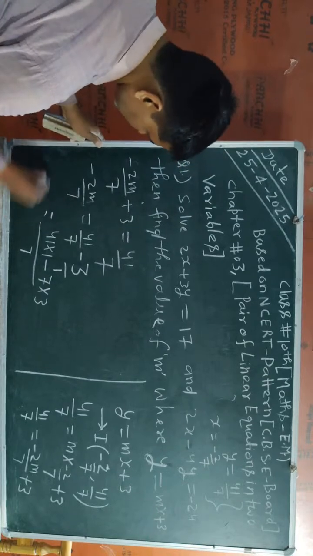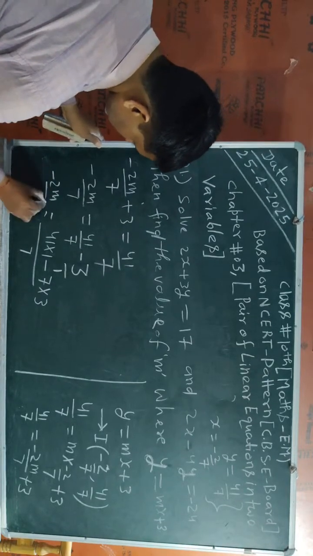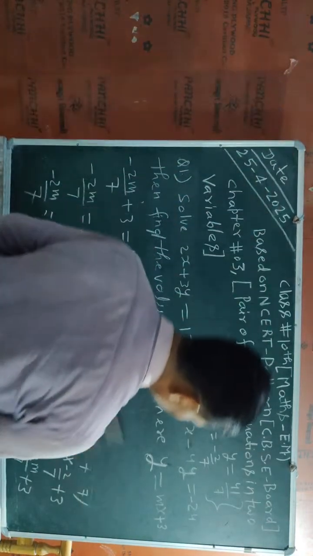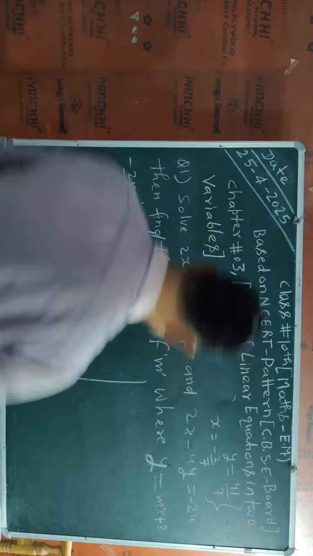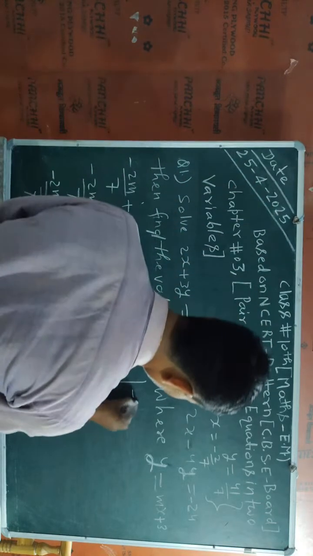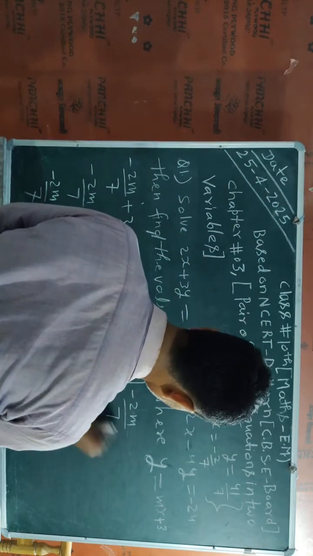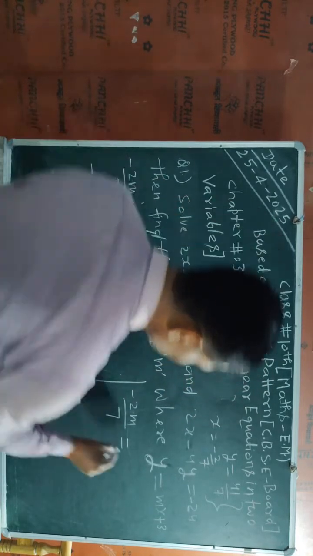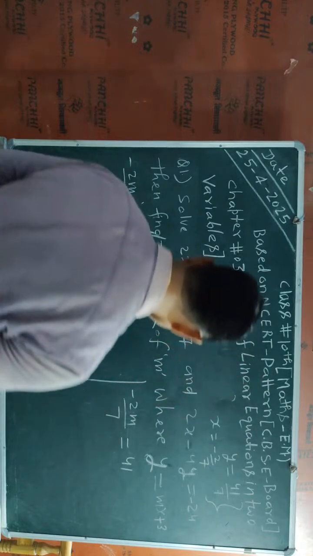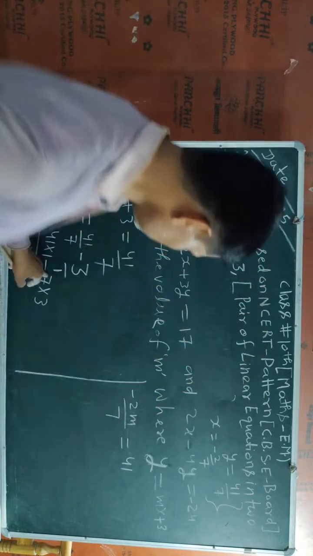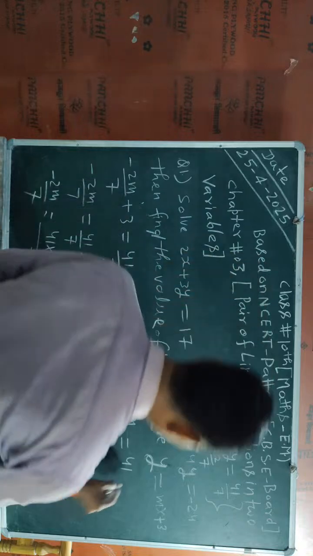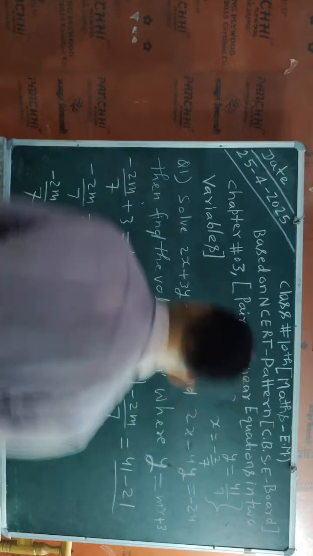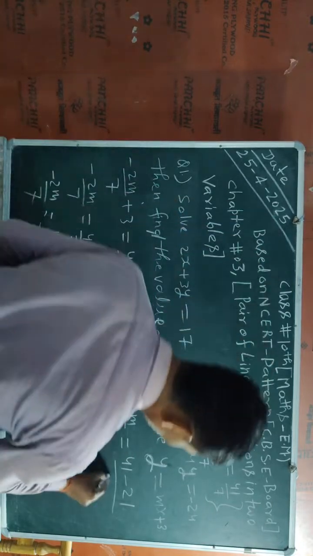And in the left hand side, minus 2m divided by 7 can be available. Okay, students, further I am going to solve. So here I am putting minus 2m divided by 7, which is equal to 41 into 1, that is equal to 41. Okay, student, 7 3s are 21. So here I will write 21. 21 divided by 7. I will put here 7.